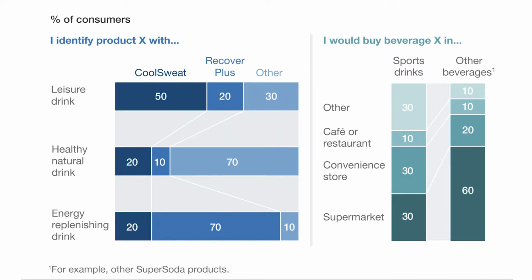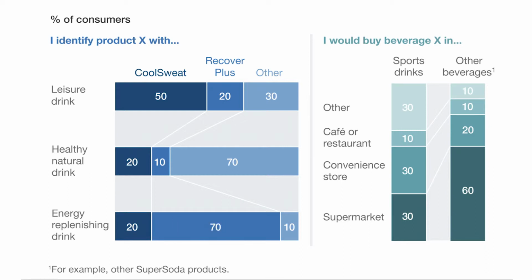Okay, this is some interesting information to work with. So in your first graph, I see that there are 3 different segments to the sports drink market: the leisure drink segment, the health and natural drink segment, and the energy replenishing drink segment. We can see from the chart that Cool Sweat already has a substantial portion of the leisure drink segment of the market. They're at 50% right now. So it would be a little bit tough to break into that part of the market. Similarly, Recovery Plus has 70% of the energy replenishing drink portion of the market.